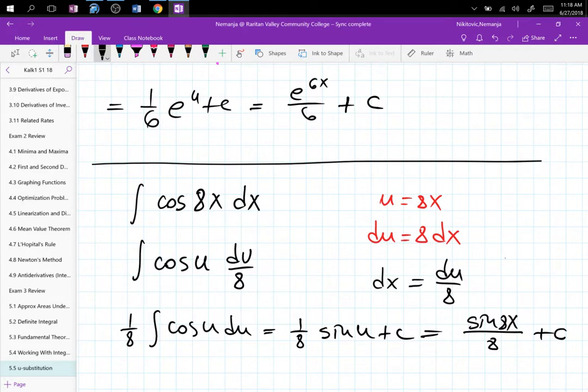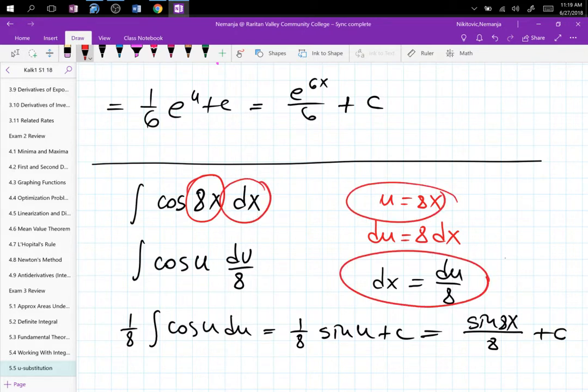So that's another way, right? You can actually solve for dx because you need to substitute that as well. So you substituted this and you substituted this with the two formulas that are, as you can see, 8x is u and dx is du over 8. So you just plug them in. This is what's called the substitution method, right? You are substituting one expression for another.